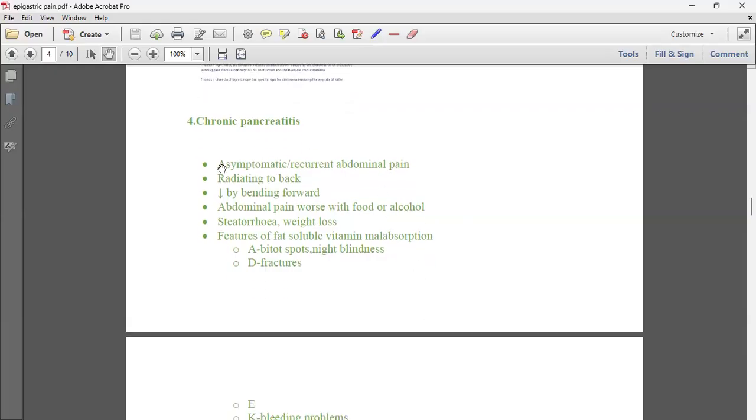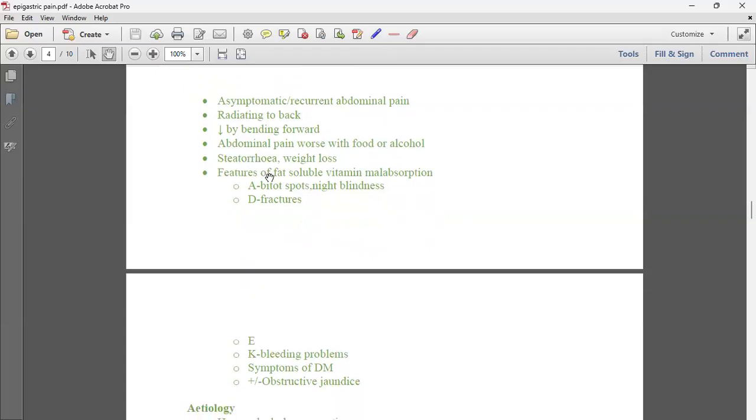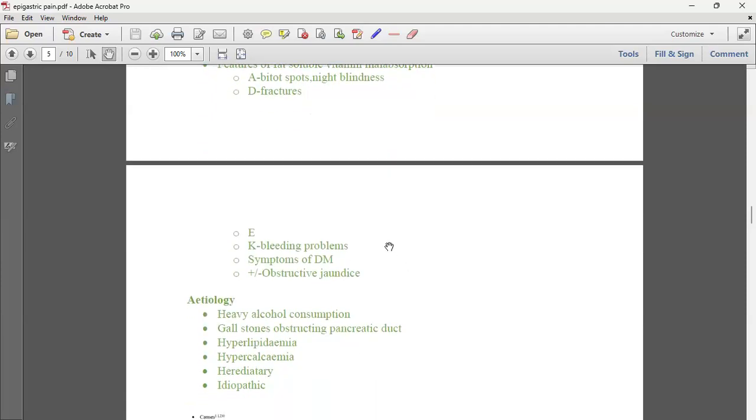Okay. Another differential diagnosis we should consider is chronic pancreatitis. There will be recurrent bouts of abdominal pain radiating to the back, which is reduced when the patient bends forward, because when the patient bends forward, the pancreas is lifted off the diaphragm, so the pain is reduced. Abdominal pain will be worse with food or alcohol, and there will be features once again of steatorrhea, weight loss, features of fat-soluble vitamin insufficiency, and plus or minus obstructive jaundice.